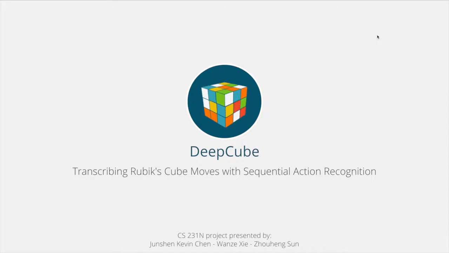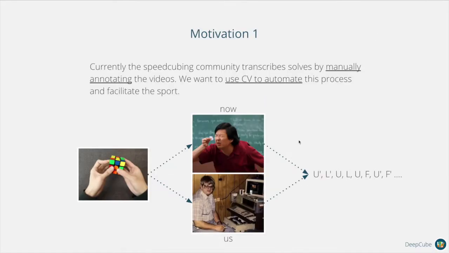This is DeepCube. We present our project on transcribing Rubik's Cube moves using computer vision-based sequential action recognition. In the speedcubing community, it is common practice to squint very hard at the videos to manually annotate them. We want to use CV techniques to automate this process so that we can spend most of our time speedcubing and only squint occasionally to debug the code.